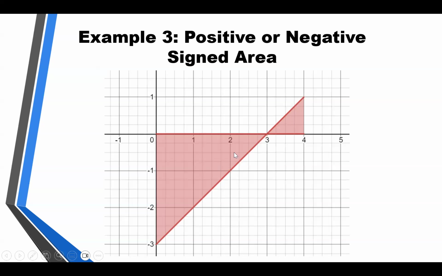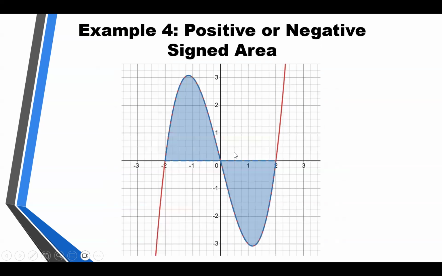So there we go. Now, we can also determine positive or negative signed area just by looking at it. We don't have to calculate everything. If we look at this curve, this is not a straight line. This is some sort of a cubic equation.